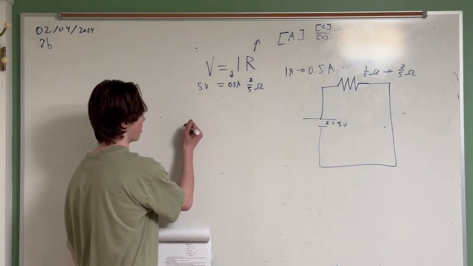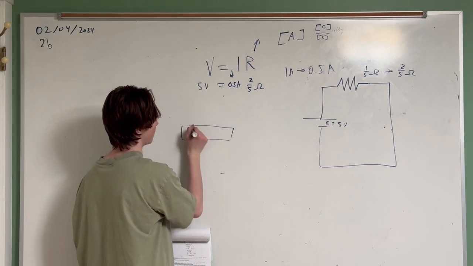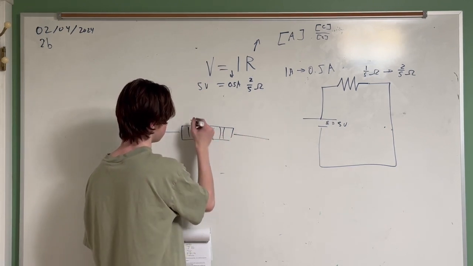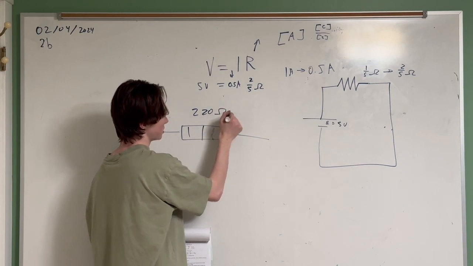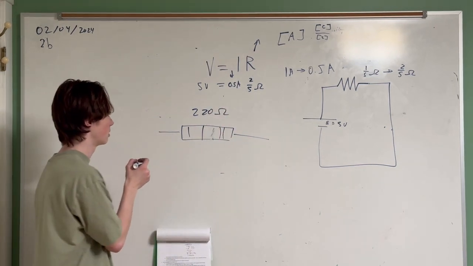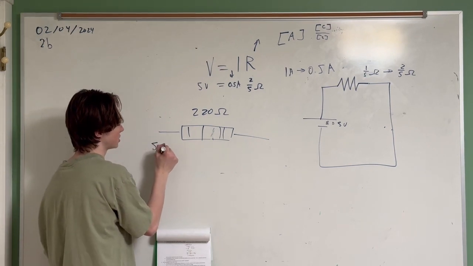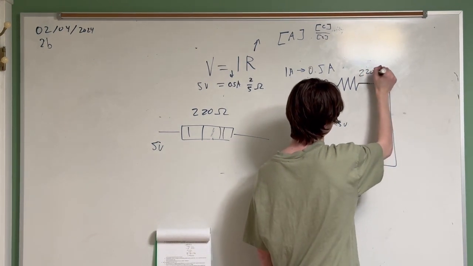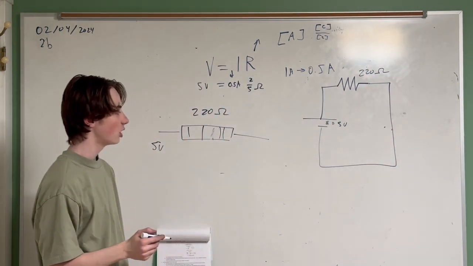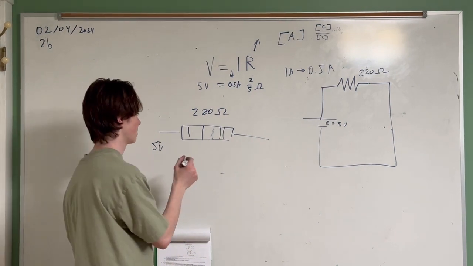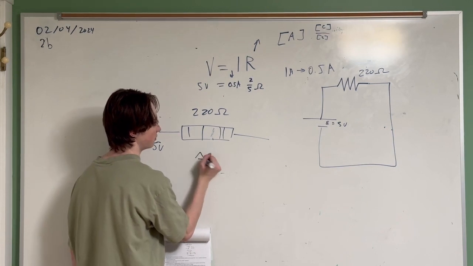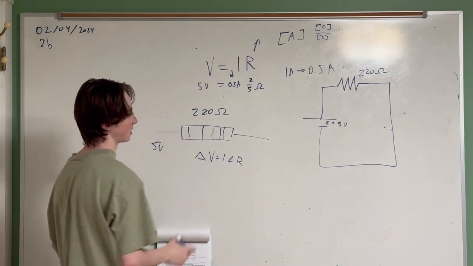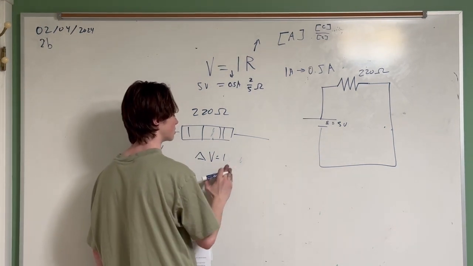So in a resistor, here's a resistor. I'm actually gonna draw it out. Let's say we had a 220 ohm resistor. This is like a resistance value you might have in a resistor, and you're applying 5 volts across the circuit. Then you draw that there's a potential difference across the resistor. Because V equals IR, also delta V equals IR.